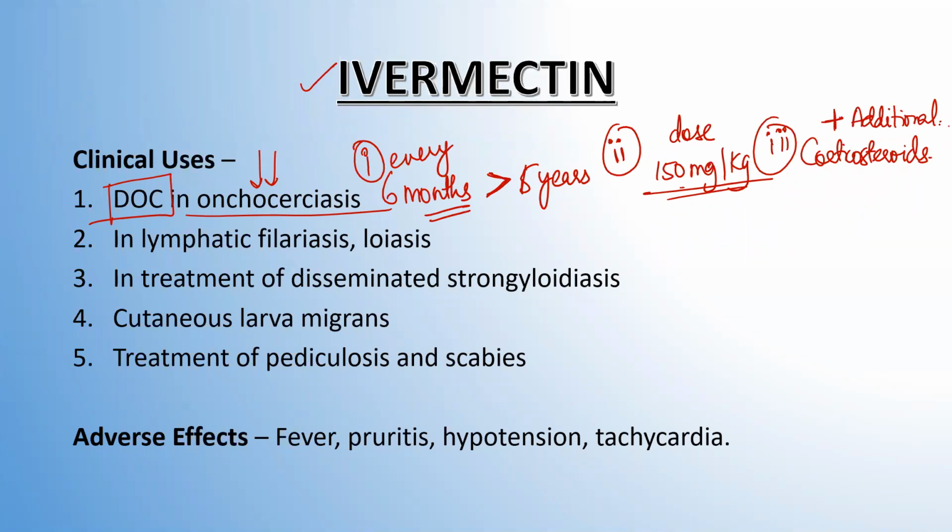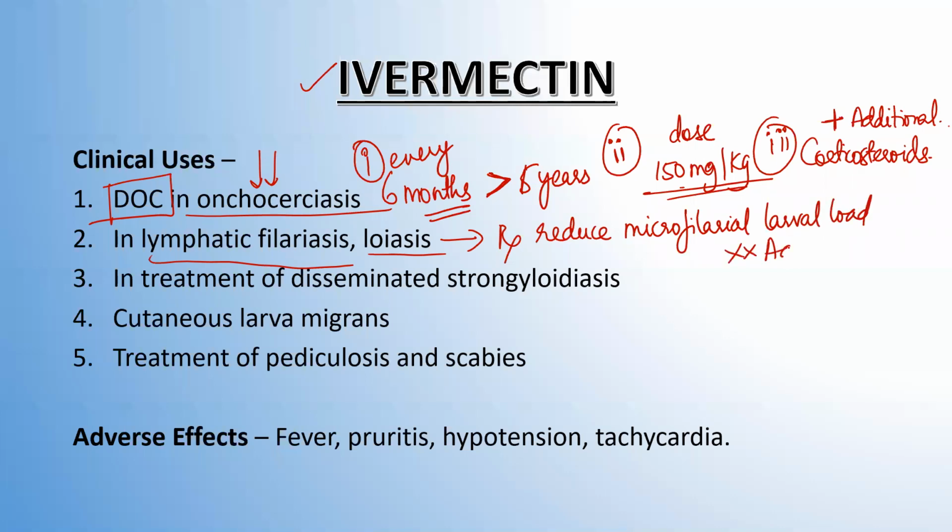Now, apart from the action on onchocerciasis, ivermectin is also used for the treatment of lymphatic filariasis and loiasis. Right. What happens in the case of lymphatic filariasis is, when you begin the treatment, it will actually reduce the microfilarial larval load, but it does nothing to the adult ones. So it is a good drug for lymphatic filariasis, mostly against the larval forms.